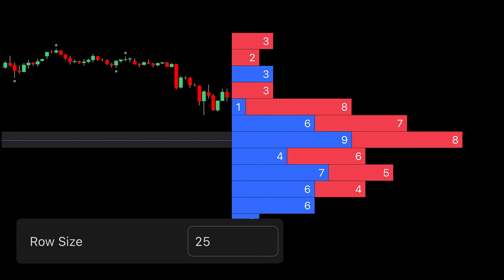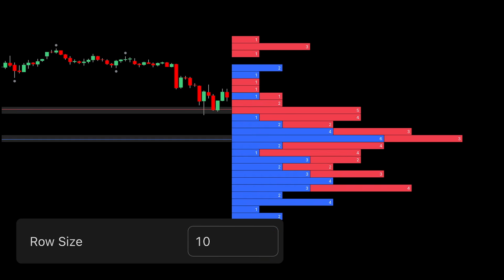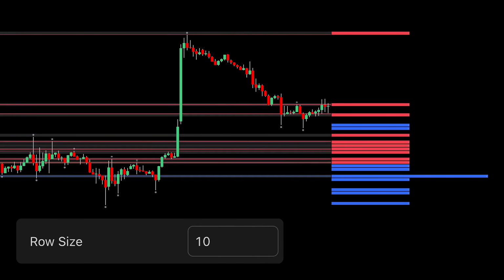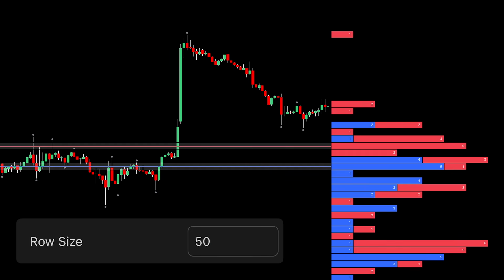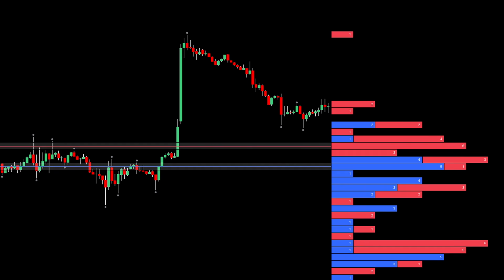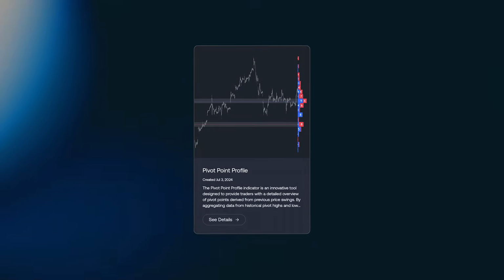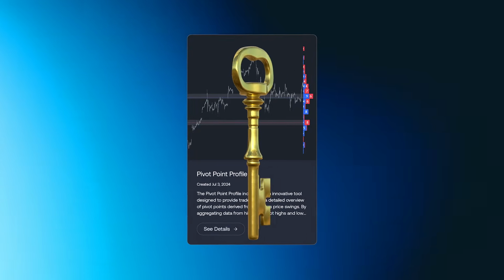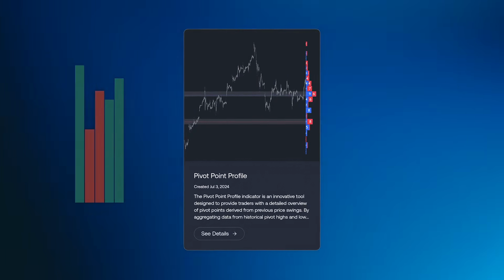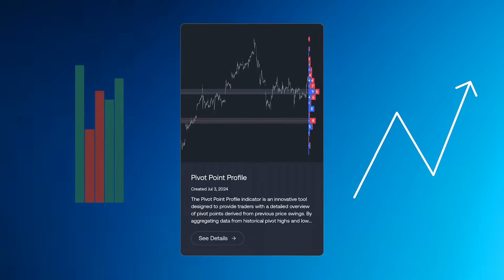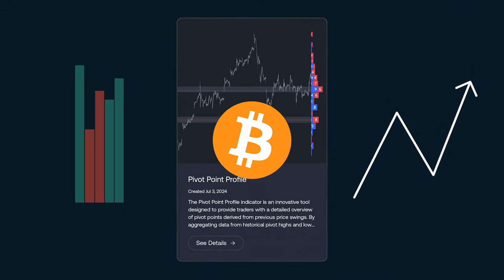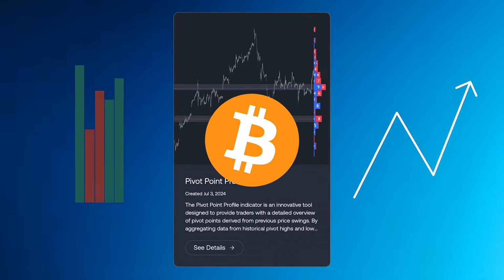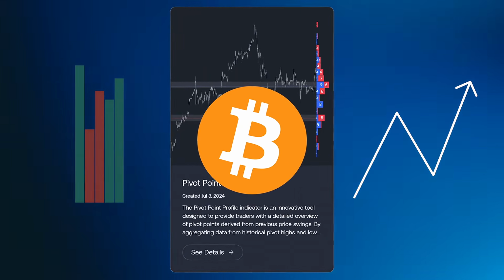Quick tip: if the profile feels too thick, try reducing row size or narrowing the lookback. If it looks too thin, do the opposite. The sweet spot is a clean profile that highlights the 1 or 2 key zones most likely to act as your next reaction points. Using this indicator is similar to how you'd approach a traditional volume profile, but with one key advantage. Instead of relying on actual volume, it infers activity from price action swing points. That makes it especially useful for decentralized markets, where volume data may be unreliable or unavailable.